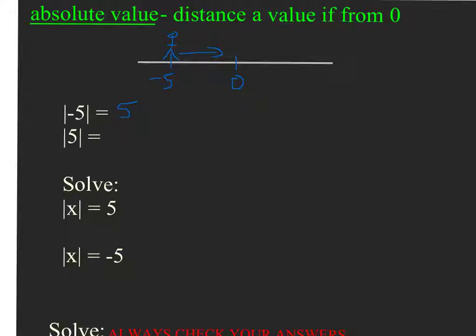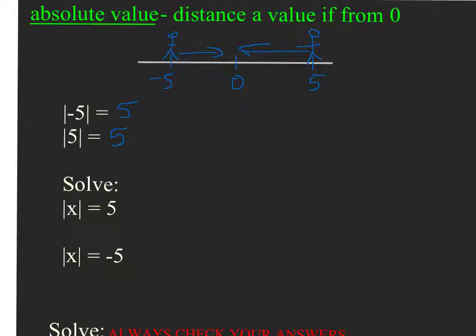Now if we look at the next one, it says the absolute value of 5. So I put 5 on the number line, and if you are standing here and you're going to walk to 0, you would still walk 5. So the absolute value of 5 is 5. Now we're going to take it farther though, and we're going to actually solve these equations.